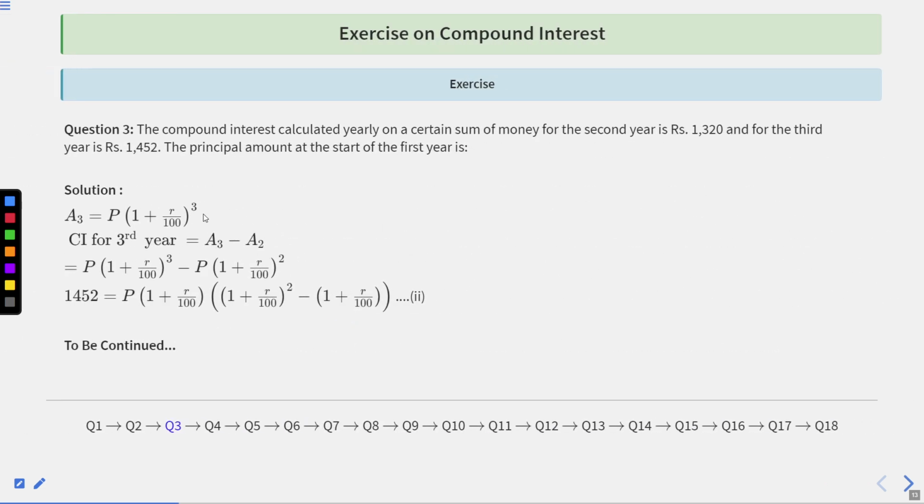A3 is equal to P times (1 plus R upon 100) to the power 3. CI for the third year is A3 minus A2, that is P times (1 plus R upon 100) whole cube minus P times (1 plus R upon 100) whole square, which is equal to 1452, equal to P times (1 plus R upon 100) times [(1 plus R upon 100) whole square minus (1 plus R upon 100)], which is equation number 2.